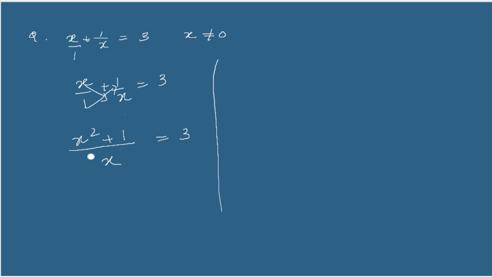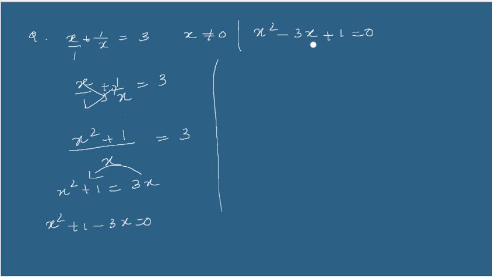This is none other than cross multiplication. Now take x to the other side. So x square plus 1 is equal to, this is divided by x. When you take x to the other side, it will become into x. So this is 3 into x or 3x. Now take 3x to the left hand side. That is x square plus 1 minus 3x is equal to 0. Let's write in the proper order: x square minus 3x plus 1 is equal to 0. This is the standard form.